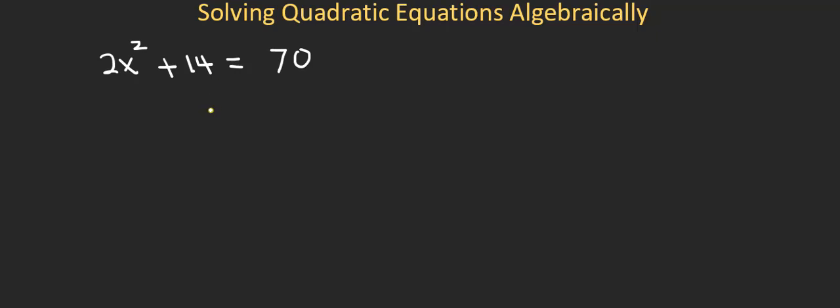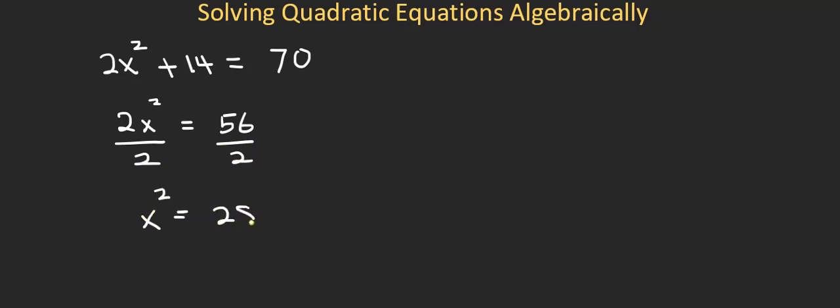In this video, we're going to solve quadratic equations algebraically. So we have 2x squared plus 14 equals 70. What I want to do is get rid of the 14, so subtract 14 from both sides and you get 56. You divide by 2, you get x squared equals 28. So now you want to take the square root.